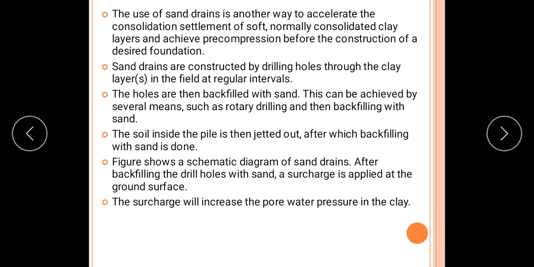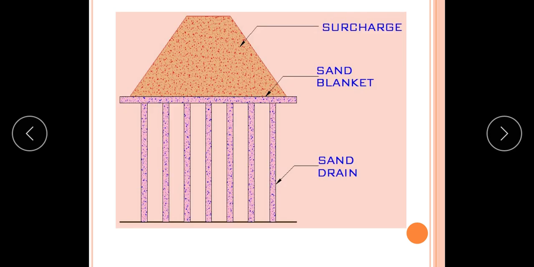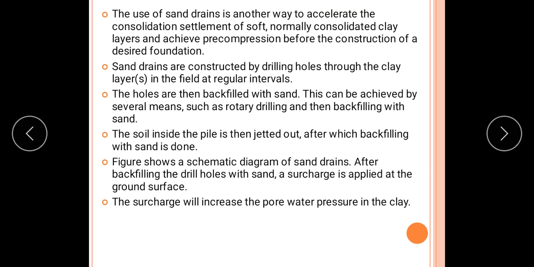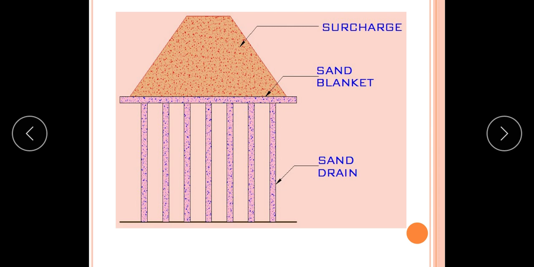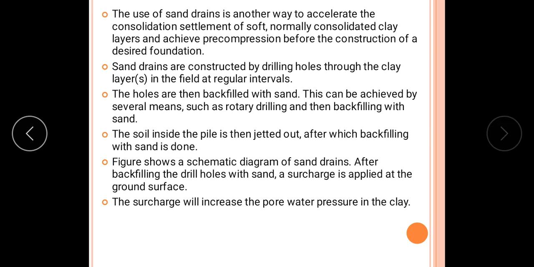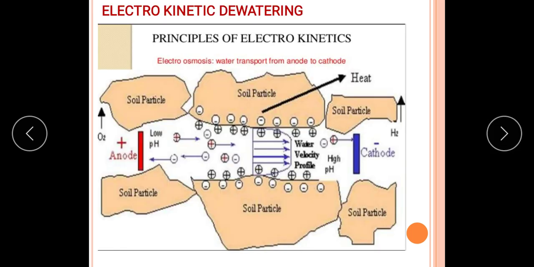A surcharge is applied at the ground surface. We can apply the surcharge by making an embankment there. The surcharge will increase the pore water pressure in the clay. The excess pore water pressure in the clay will be dissipated by drainage, both vertically and radially to the sand drains, thereby accelerating the settlement of the clay. So this is a very effective method, using the sand drains and the surcharge, the combination of pre-compression and vertical drains.